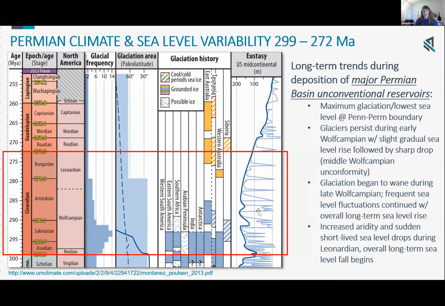So glaciation begins to wane just a little bit in the last part of the Wolfcampian, but you still get these big swings back and forth on a higher frequency sea level scale. Once we get up into this period here, Leonardian, we start seeing a really gradual sea level fall with lots of sharp drops and rises here and here, here and here. And those really control what's going into the basin. They're very important. So we'll focus on that a little bit in the next couple of slides.